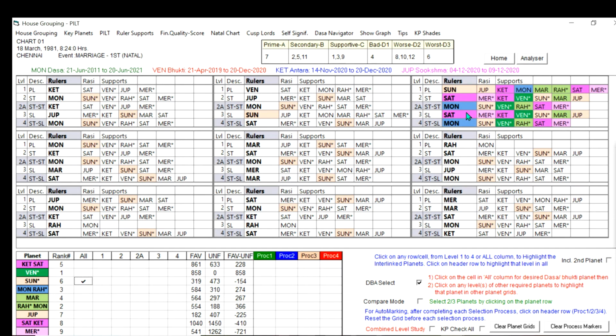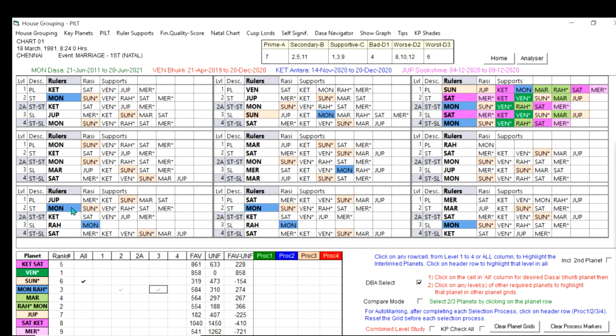So that is called the PILT, planetary interlink theory. It means planet to planet, the Lord and Buddhi Lord, what is the connection? So that way, through the key planets connection, you identify the key planets. Moon is playing a major role in the Sun Mahadasa. I want to check the Moon position at the star level or the sub level.